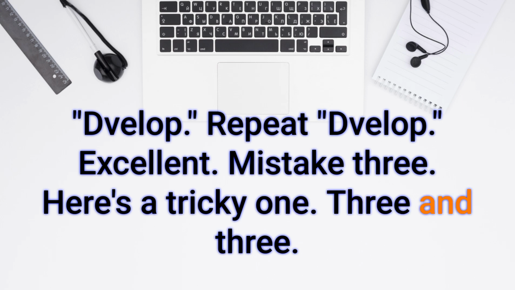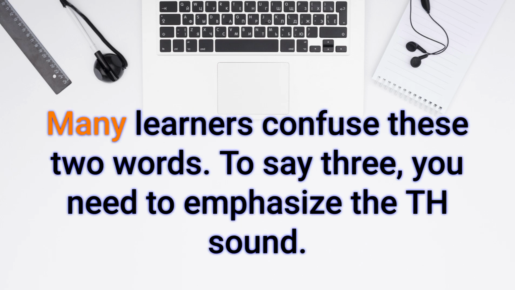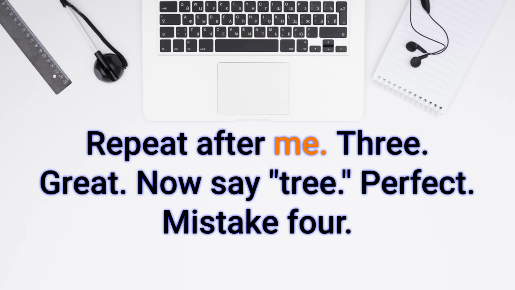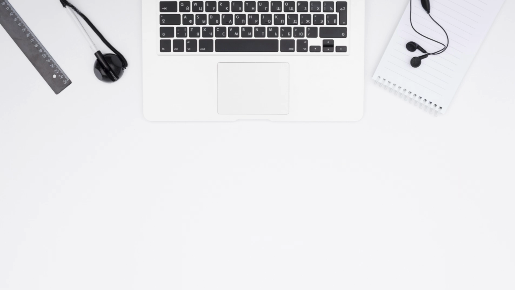Mistake 3. Here's a tricky one. Three and tree. Many learners confuse these two words. To say three, you need to emphasize the th sound. Repeat after me. Three. Great. Now say tree. Perfect.